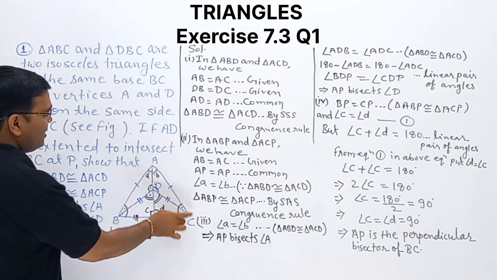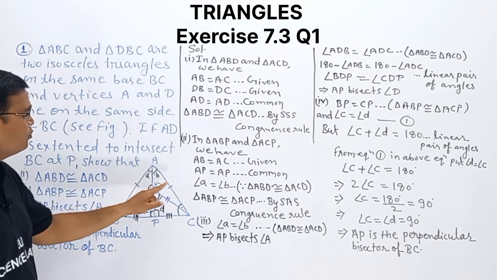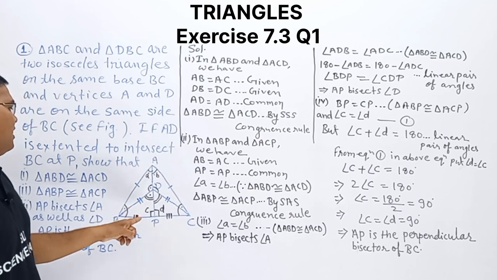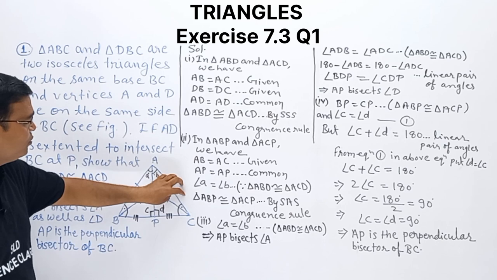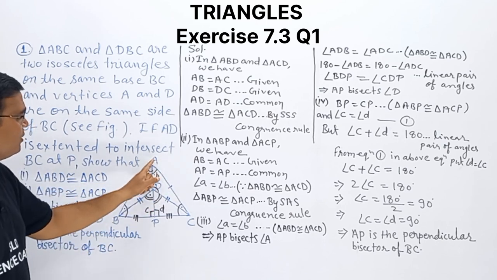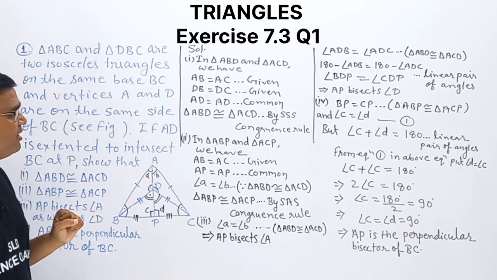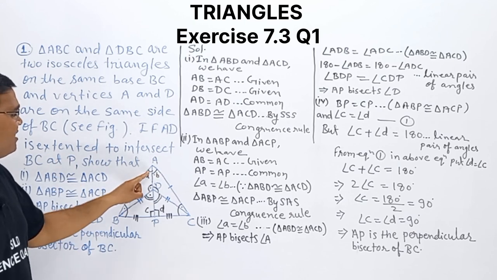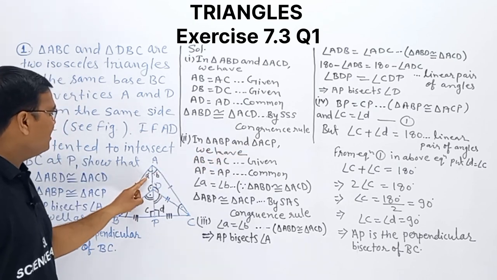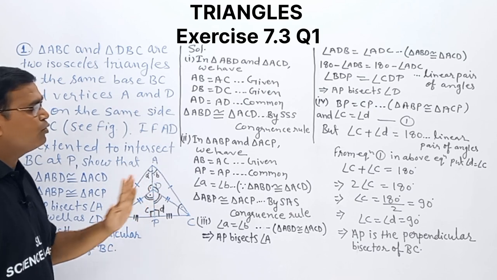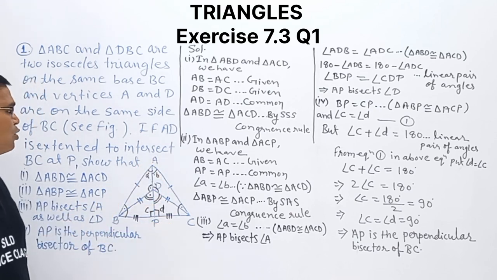ABP is congruent to ACP or not. Again, this one is common, this one equal to this one, AB equal to AC, and AP is common. Already we proved triangle ABD is congruent to ACD, so this angle will be equal to this one, angle A equal to angle B. So from the side angle side congruence rule, we can say these two triangles, triangle ABP and triangle ACP, are what? Congruent.